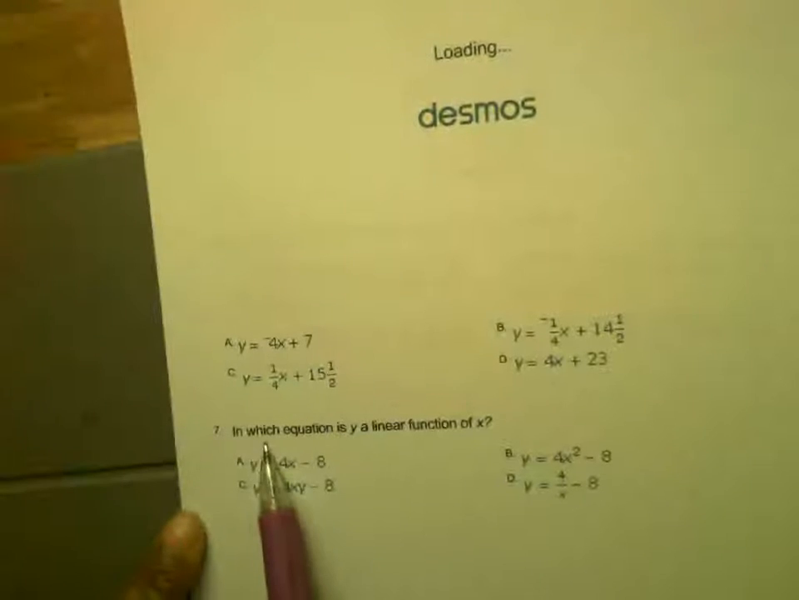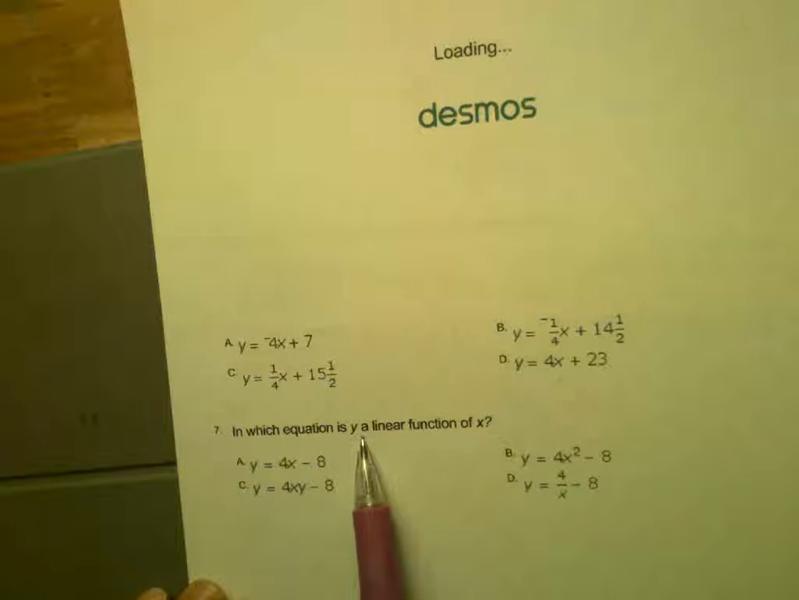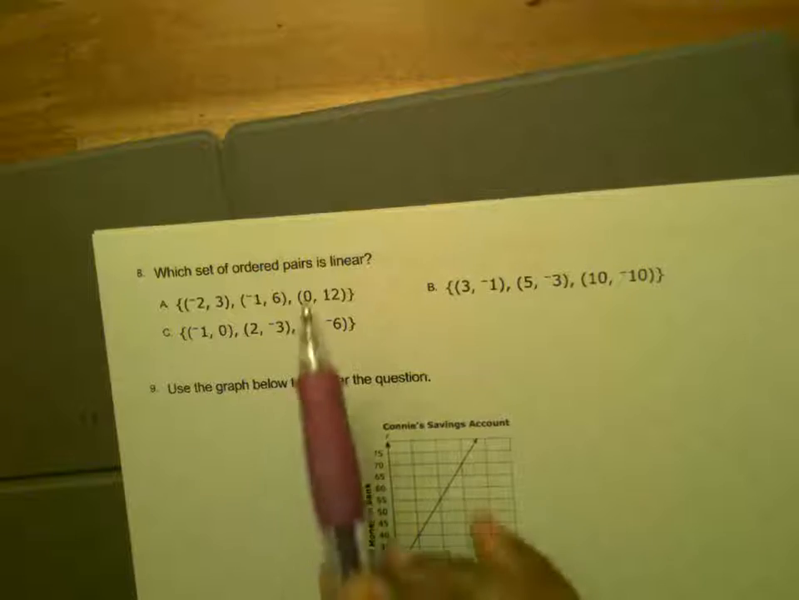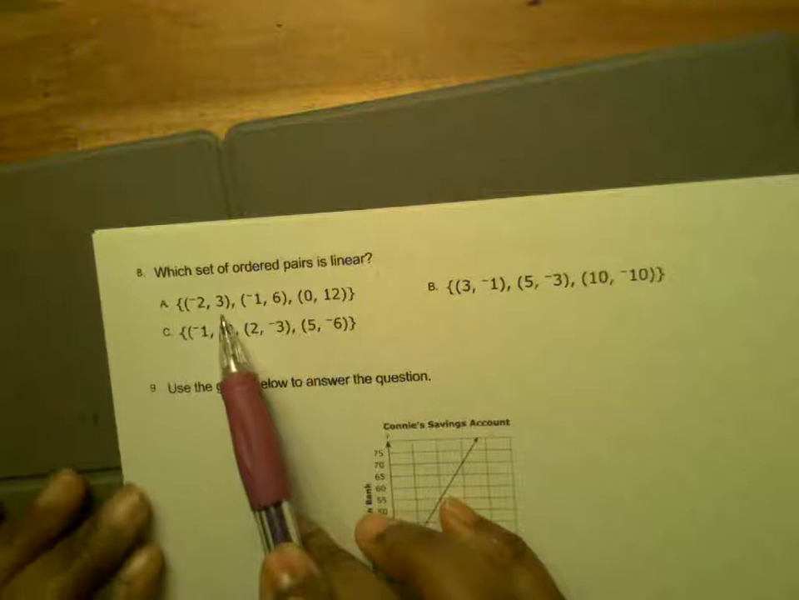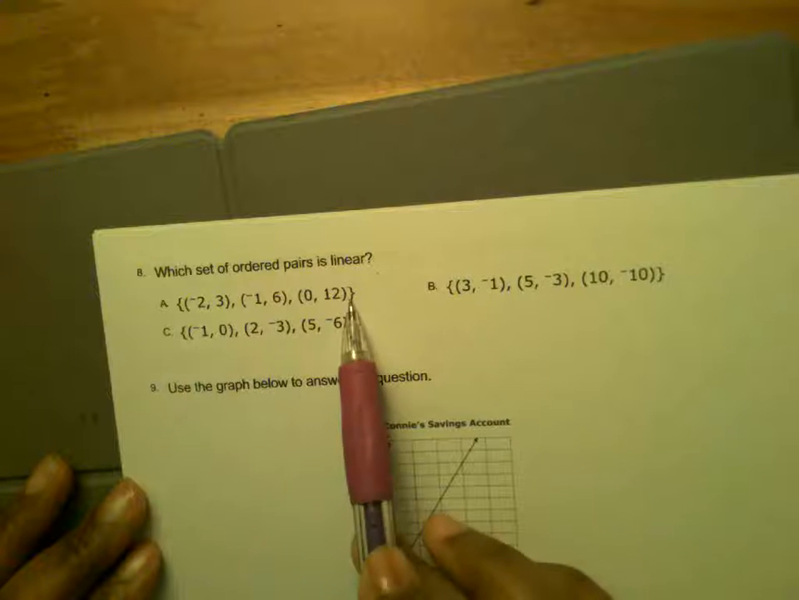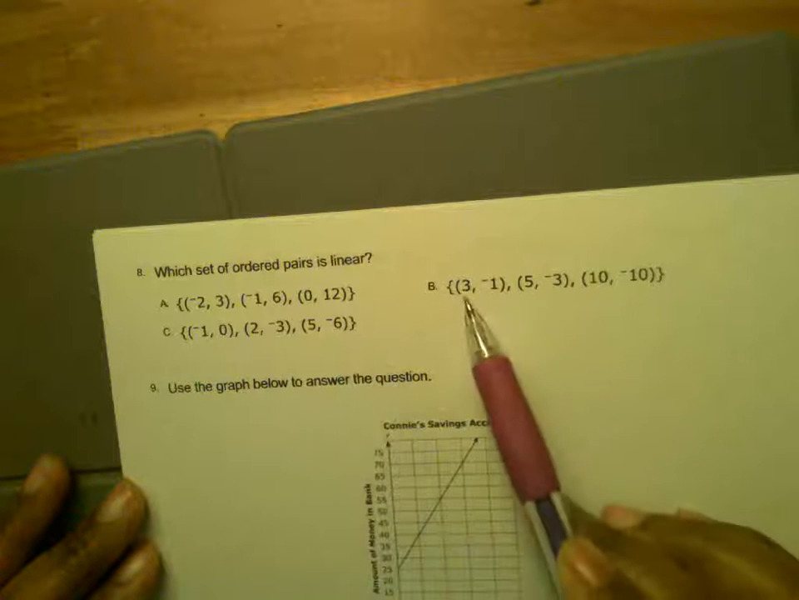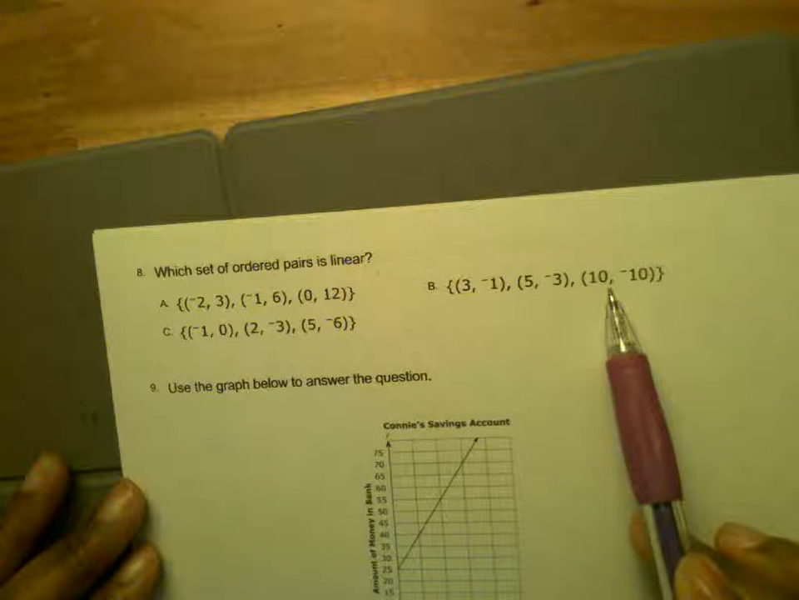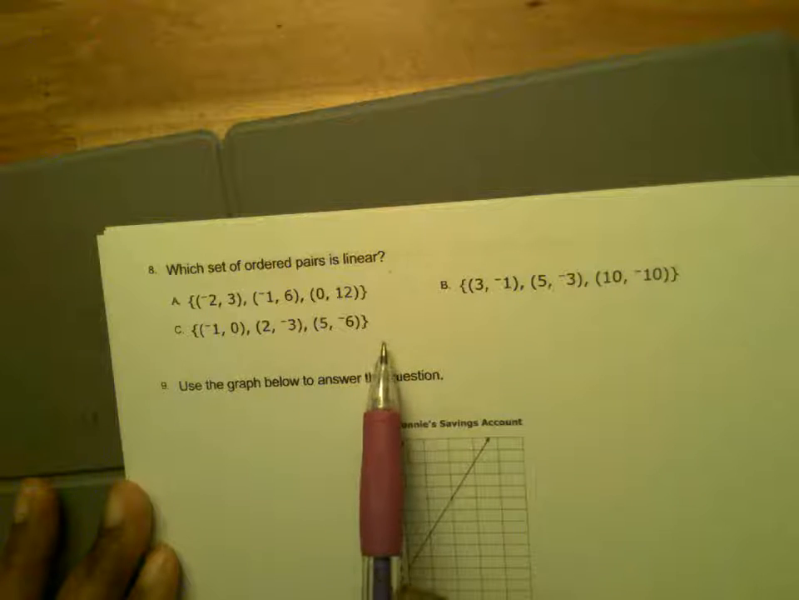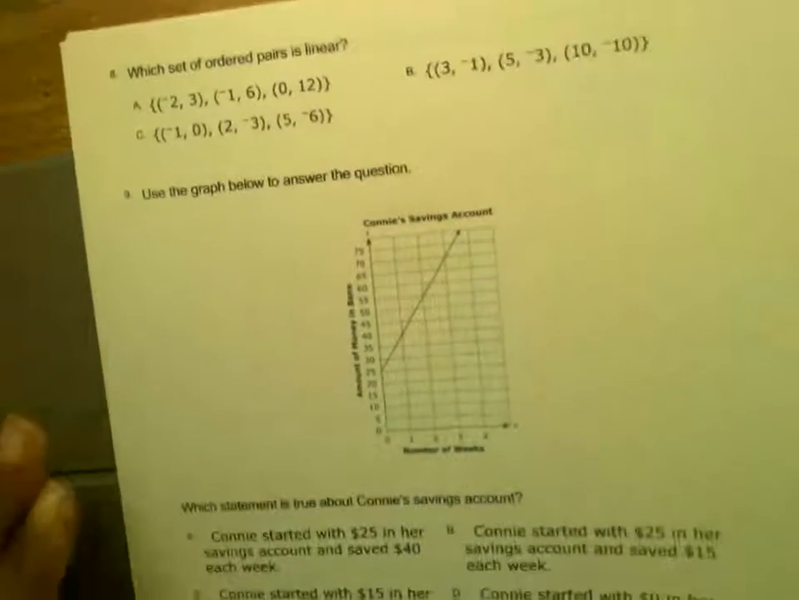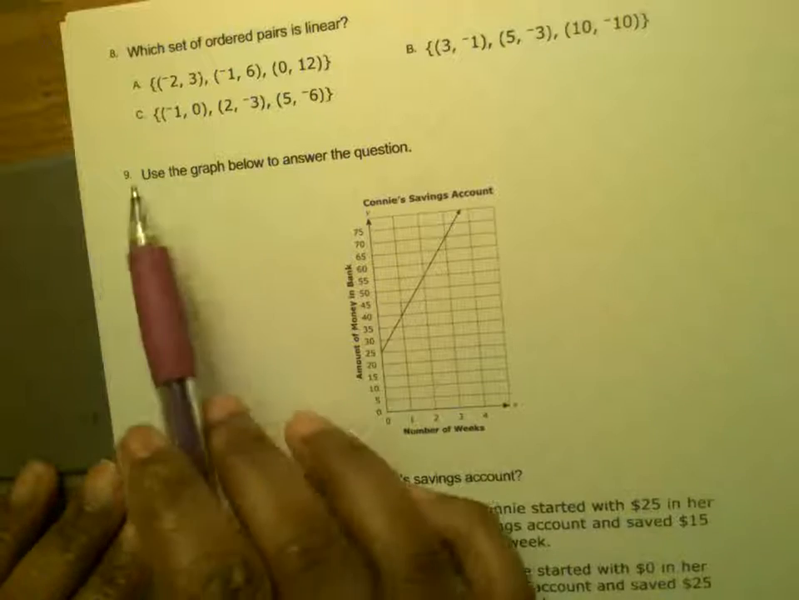Number 7, which equation is a linear function? So we talked about this. Which one of these is a linear function? Number 8, which set of ordered pairs is linear? So you're going to take some graph paper and graph these points to see if they form a straight line. Then graph these points to see if they form a straight line. And then graph these points to see if they form a straight line. Remember, there's graph paper on our home page, or you can print the graph paper, okay? Or you can use your calculator.